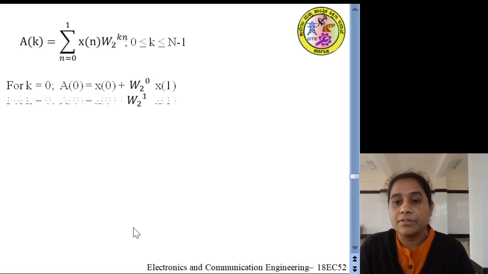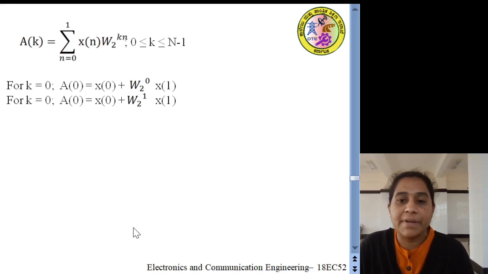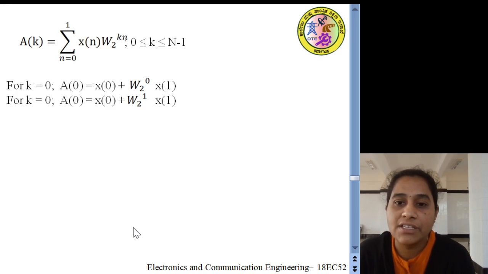So now let us consider A[k] equal to the summation over n varying from 0 to 1 of x[n] into W_2^{kn}, where the value of k varies from 0 to N minus 1.